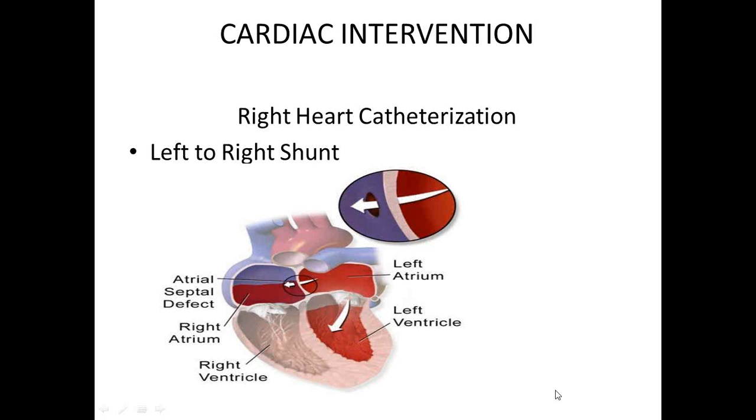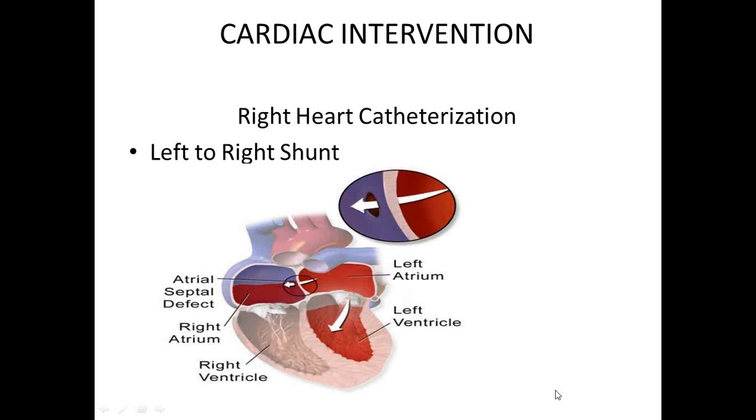This morning's lecture again is going to be looking at right heart cath from the perspective of left to right shunt, and we're going to see how you can use a right heart cath to evaluate a left to right shunt. When we talk about a left to right shunt, we're talking about any communication between the left heart and the right heart, which gives rise to a mixture of the oxygenated blood with the deoxygenated blood.